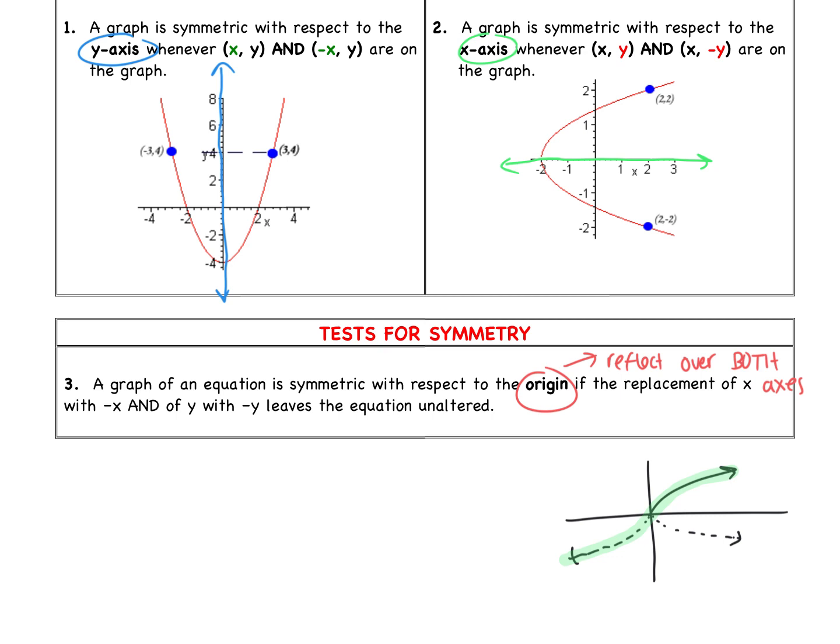So the origin is the tricky one. Again, though, it's the entire green graph that is symmetric with respect to the origin. All you're going to have to do is look at a graph and tell me what type of symmetry it has. It is certainly possible, though, to have no symmetry. So just know that. Questions before we look at our last example? Okay.